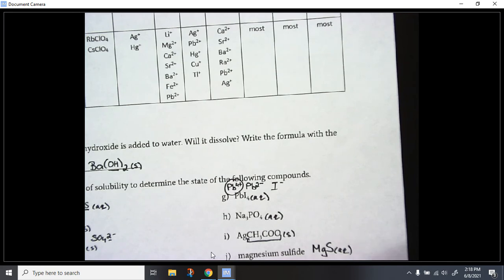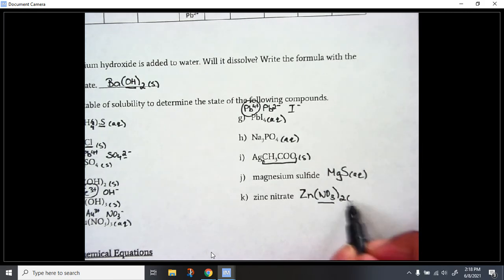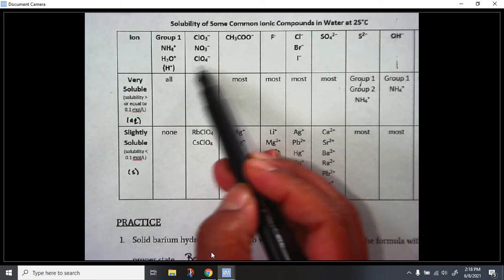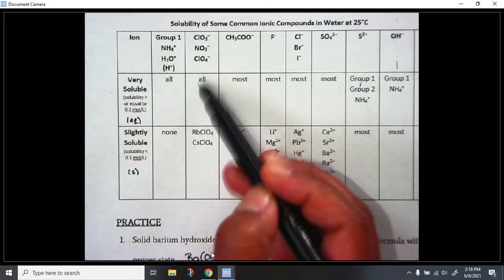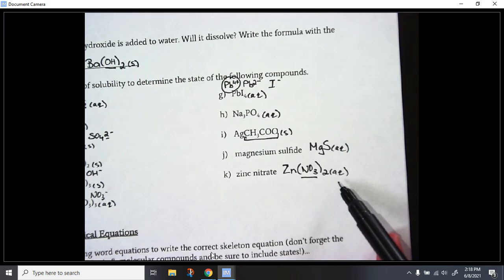Last one, zinc nitrate, Zn(NO3)2. Okay, so I'm going to look up the last half of the question. Or did you remember our little trick about nitrate? Nitrate's always going to be aqueous, but let's just double check anyways. Here's nitrate. We can see it is aqueous for all substances unless it's attached to chlorate, which is not nitrate. So it's going to end up being aqueous.